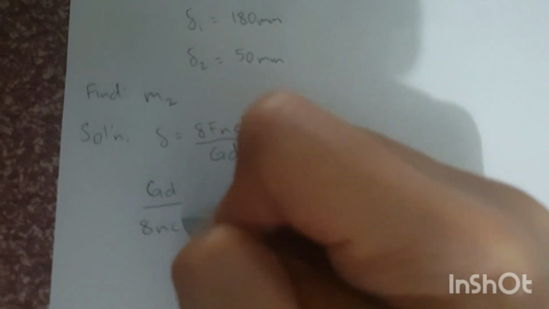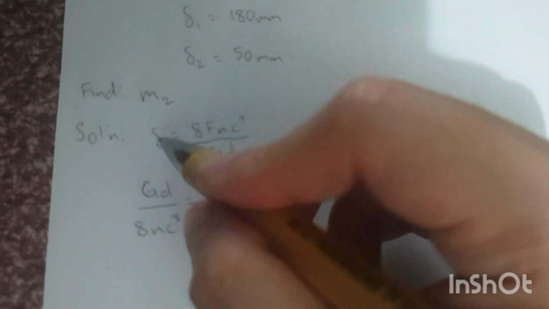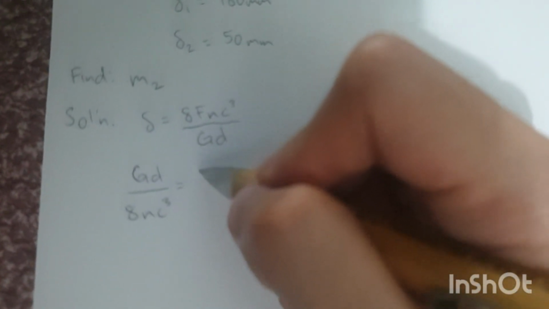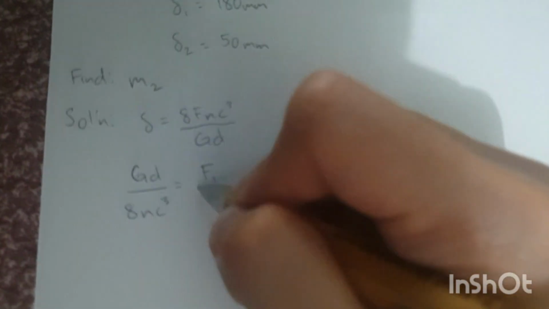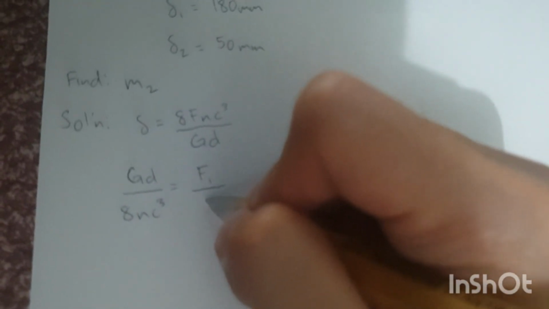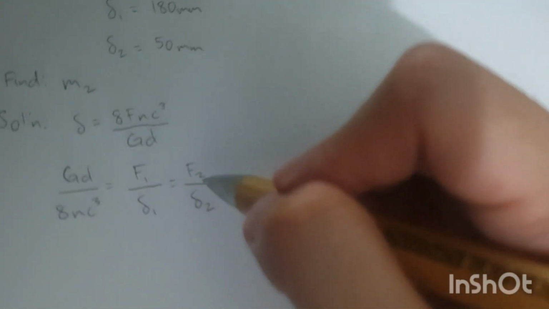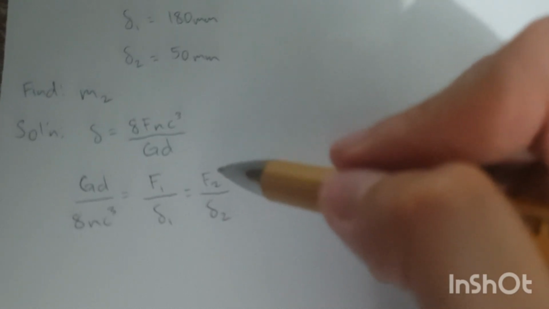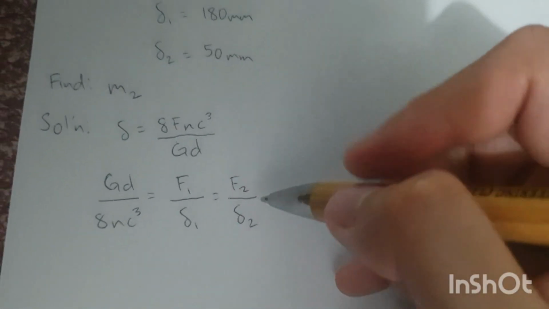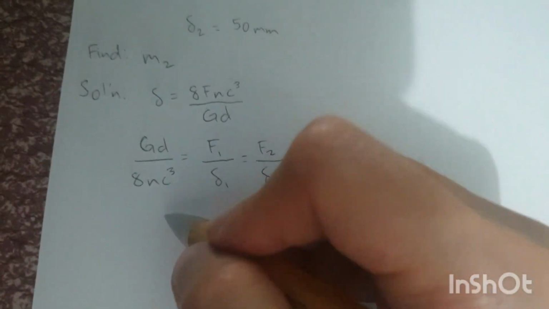over 8 n c cubed equals to f1 over deflection 1, and we can also equate this to f2 over deflection 2, since the same material or same spring will be used to determine what mass or what load should be applied to have the deflection 2. So we can now try this relationship.